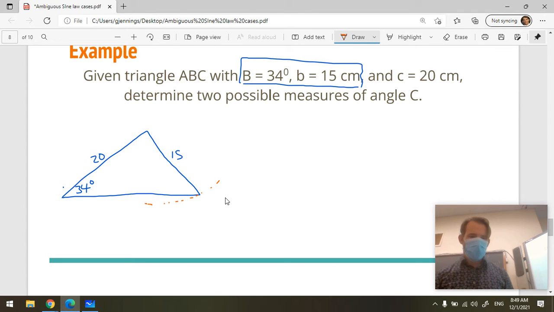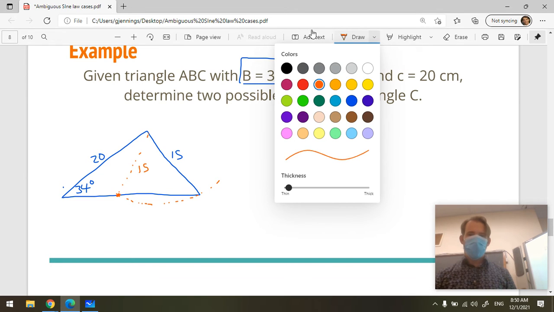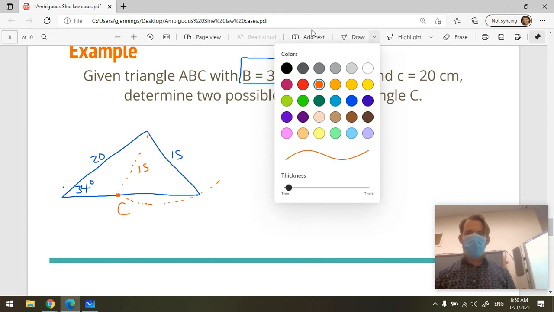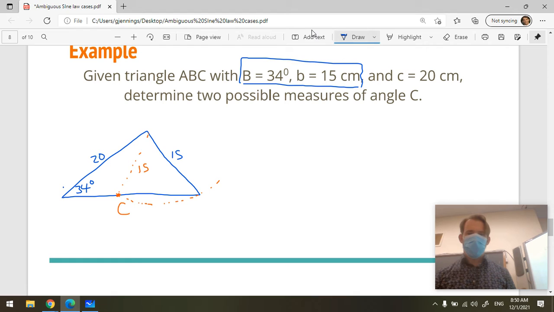And it could also swing this way and make another triangle like that, something looking roughly like that with another side 15. So let's take a look at the two possible triangles that we could make and the two different measures of angle C. Angle C is either this angle or that angle, depending on how we create the triangle. So let's calculate the two different values of C. That's what we're being asked to do.